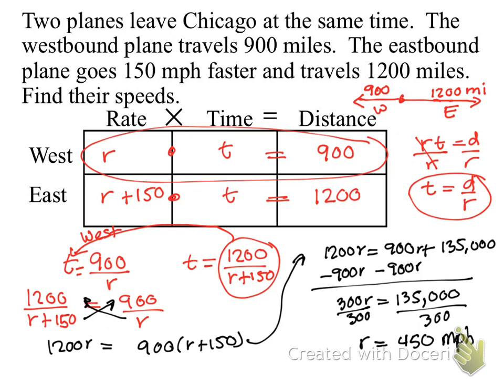And they want us to find both speeds. So this one is 450 MPH. What's the other one? Because we already named this as R. What's the other one? R plus 150? This is 600 MPH. Because 450, it's substituting it in, hon. 450 plus 150 is 600. Okay.